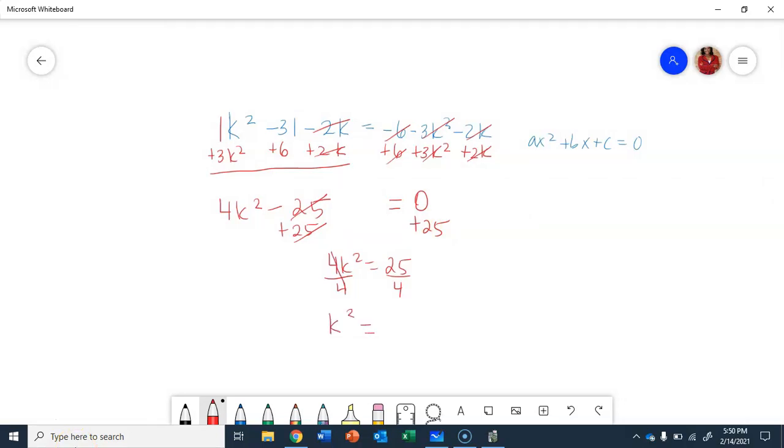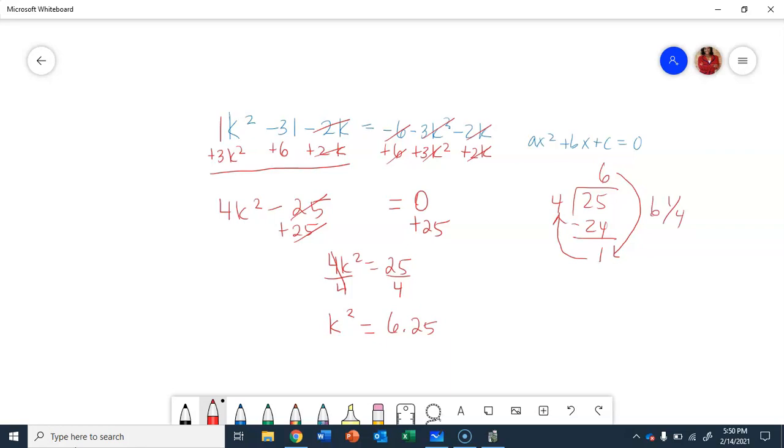Now 25 divided by 4, I'm just going to do some scratch work. Well, I know that 4 goes into 25 6 times for 24, leaves a remainder of 1. So see, this is 6.25. Where did I get that from? Because it was 6 and 1/4. So 6 and 1/4 is the same as 6.25.